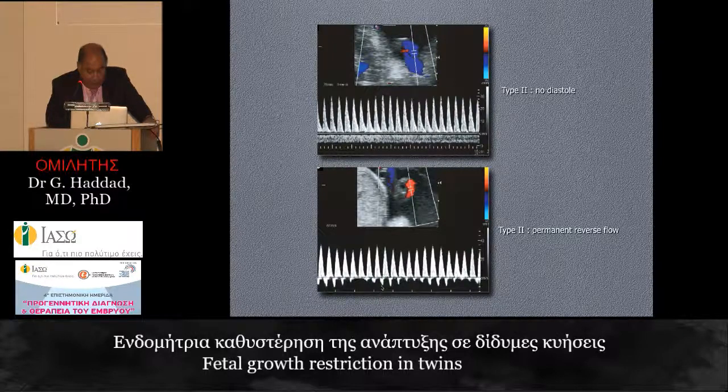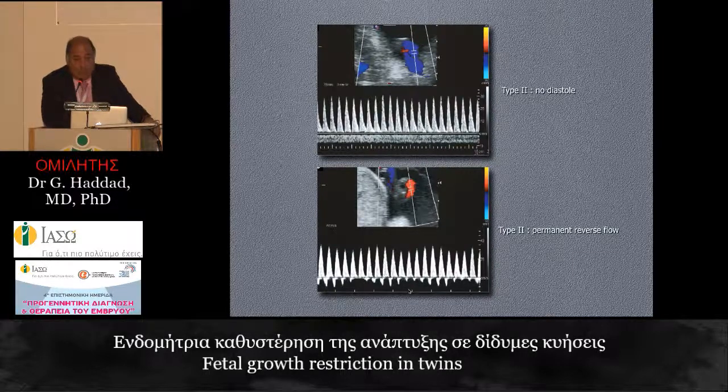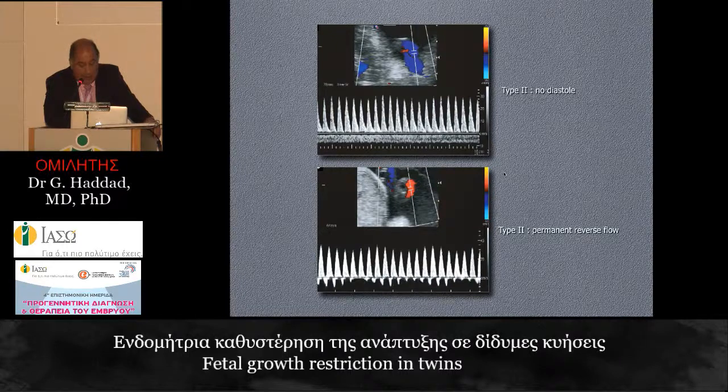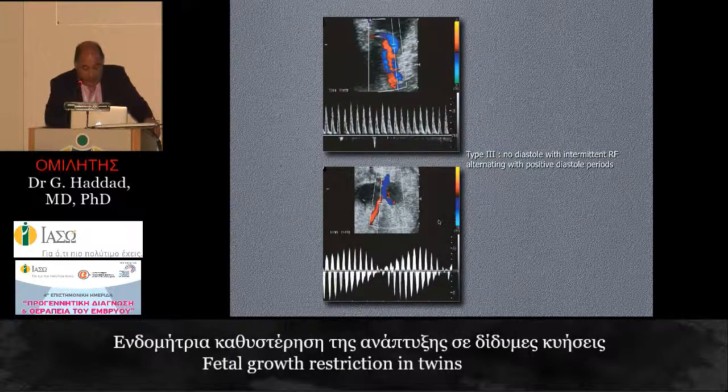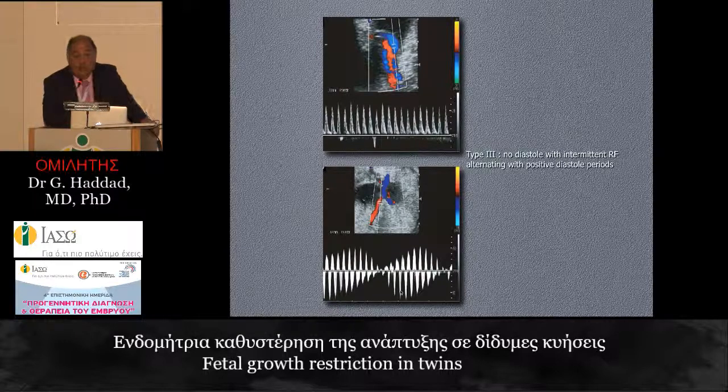Here we have reverse flow, always reverse flow. It means that the index of resistance is more than 1, 1.2, 1.3. So this is type 1, and this is type 2. This is not type 2, it's type 1. And this one is type 3, so you have sometimes normal, zero diastole, but sometimes you have a reverse. So this is type 3.